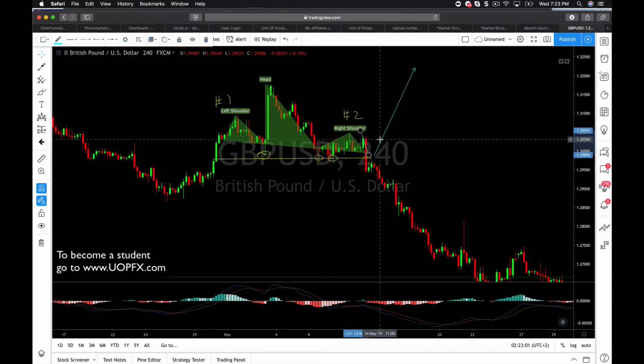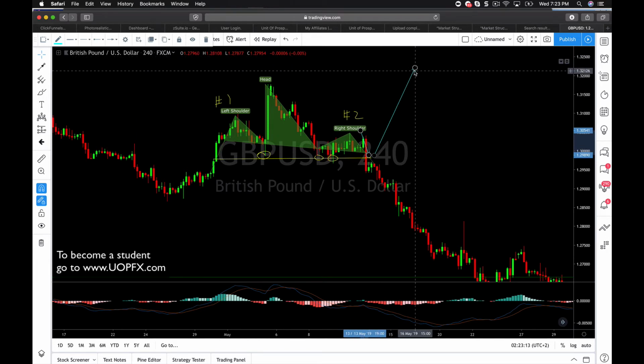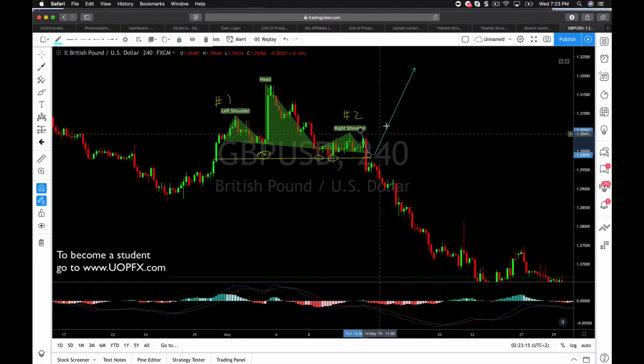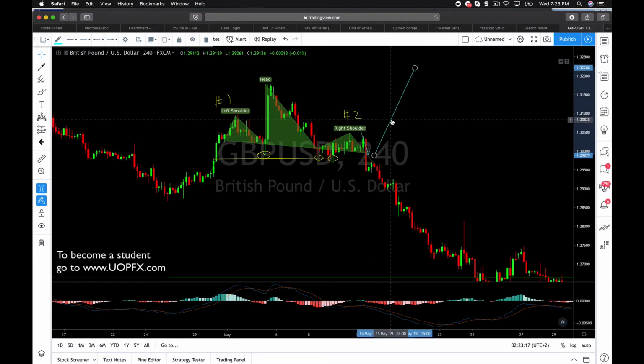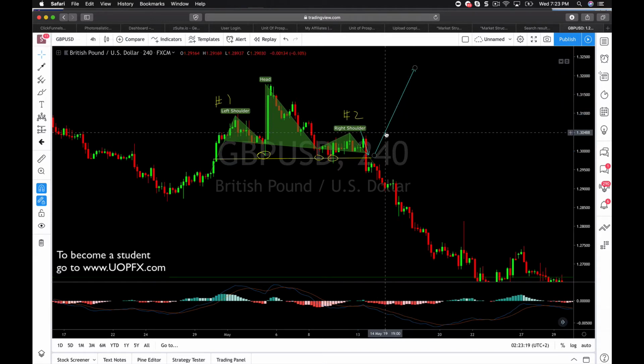So you want to be sure and wait for confirmation before you actually jump into this trade. What could have happened is price could have come down to the neckline, bounced off, and shot up, and that would have invalidated this pattern. It would have never been a valid pattern if that had happened. But in this case, you see that didn't happen.